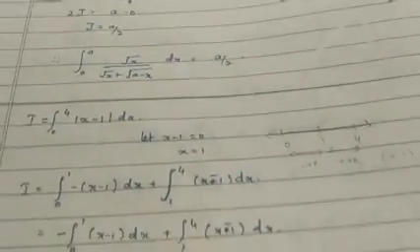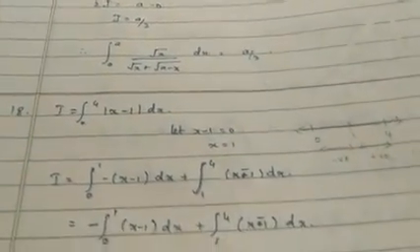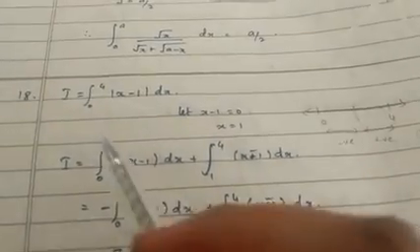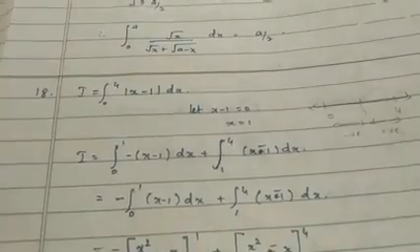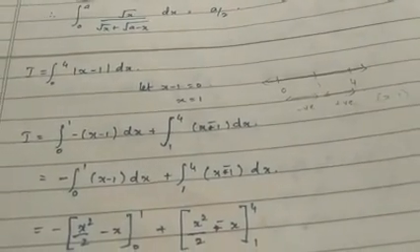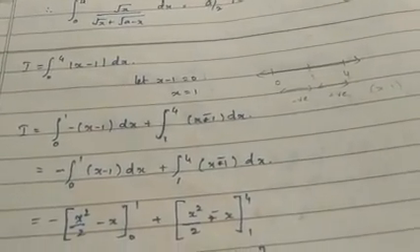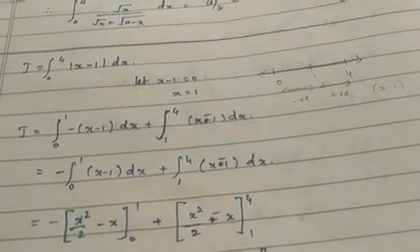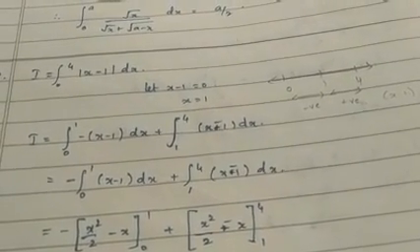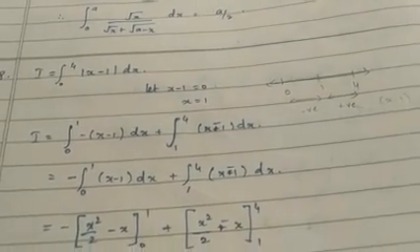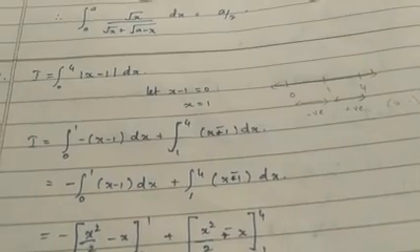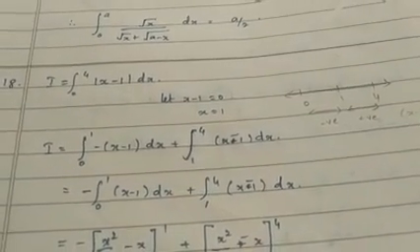The next question is homework. Do as homework. 18th one. I equal to integral 0 to 4 modulus of x minus 1 into dx. Whenever it is a modulus, you need to take the term inside the modulus, equate to 0 and find out the integral limits. When you equate to 0, you will be getting 1. Therefore the limit is divided into 0 to 1 and 1 to 4.